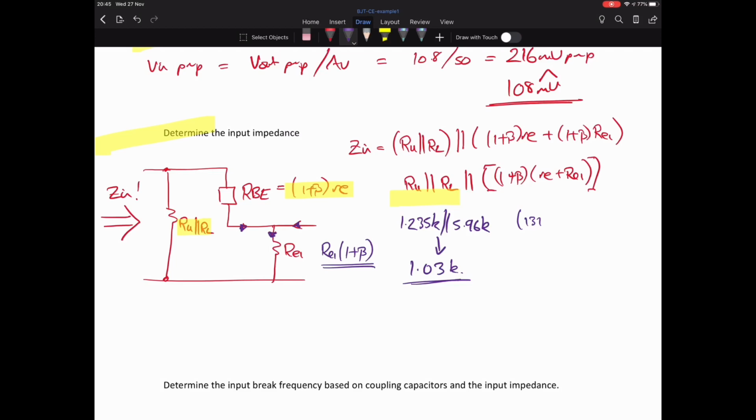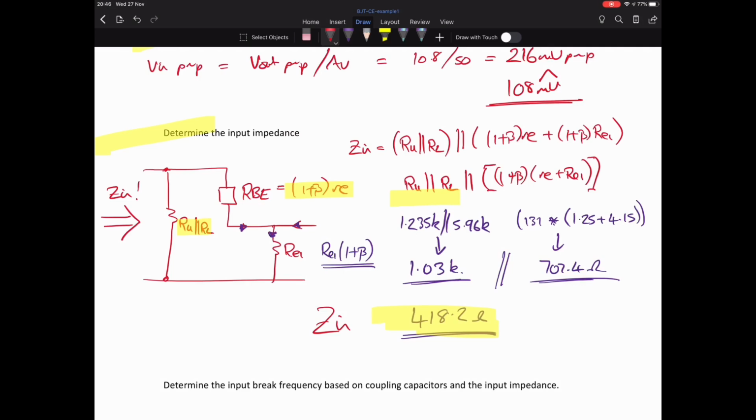Now we need to consider the other. 1 plus beta is 131, multiplied by RE, which was a very small resistor. I believe that was 1.25 ohms, plus RE1, the outside, 4.15 ohms. So those are small resistors, but when they're multiplied by 131, they become a little bit larger. So this is a 707.4 ohms resistor. So those two impedances that we just found are in parallel with each other. So you've got 1K in parallel with 700 ohms. When you put those two together, do product over sum or whichever you choose, you've got 418.2 ohms. So we think the input impedance to this amplifier is 418 ohms.